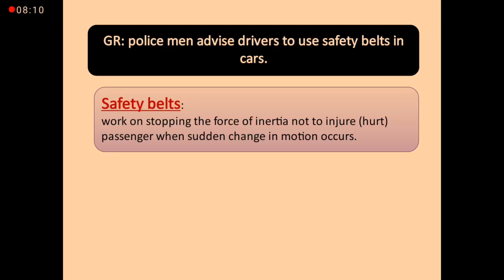Safety belt is the seat belt. What is the safety belt? Safety belt works on stopping the action of inertia or force of inertia. Why? To not injure or hurt passengers when there is a sudden change in motion.